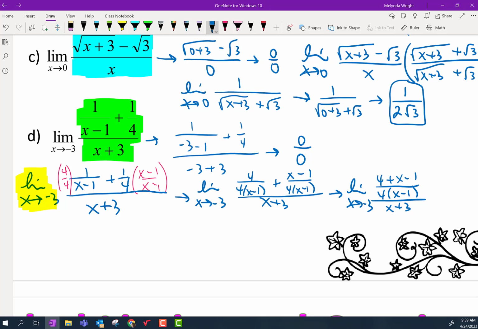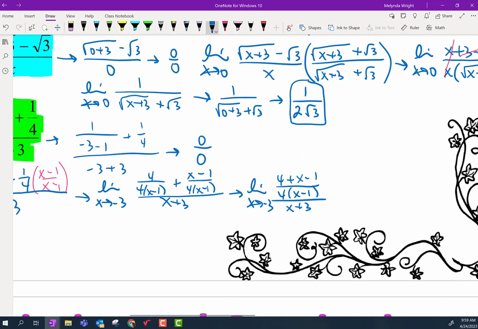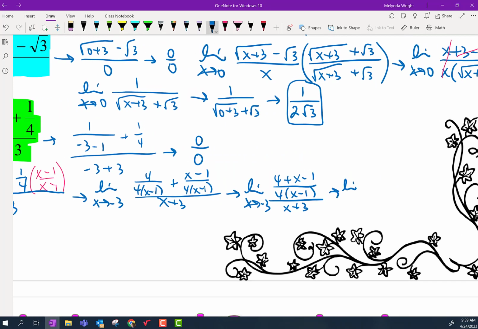All right, so now we're ready to keep, change, flip. So we've got the limit as x goes to -3. So keep the top. So let's see, 4 minus 1 is 3. So the numerator, I've got x plus 3 over 4 times x minus 1. Keep, change division to multiplication, and flip the bottom upside down. So 1 over x plus 3. Okay, so that's our keep, change, flip business.